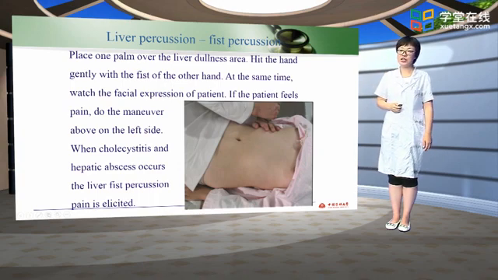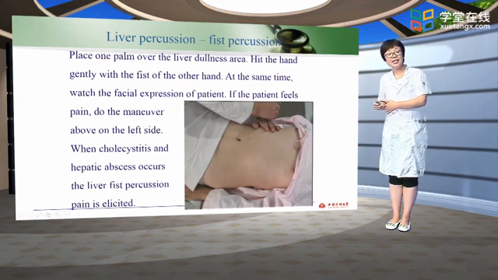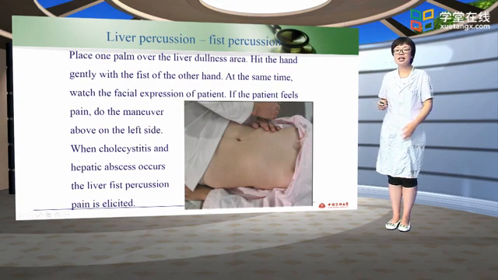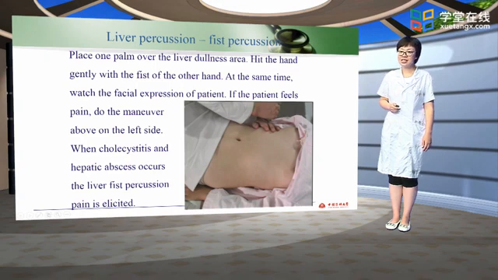Pay attention to the strength. It should be gentle, not so strong, not so weak. At the same time, watch the facial expression of the patient. If the patient feels pain, do the maneuver again on the left side. If the pain only occurs on the right side, the liver fist percussion is positive. It is indicative of cholecystitis or hepatic abscess.